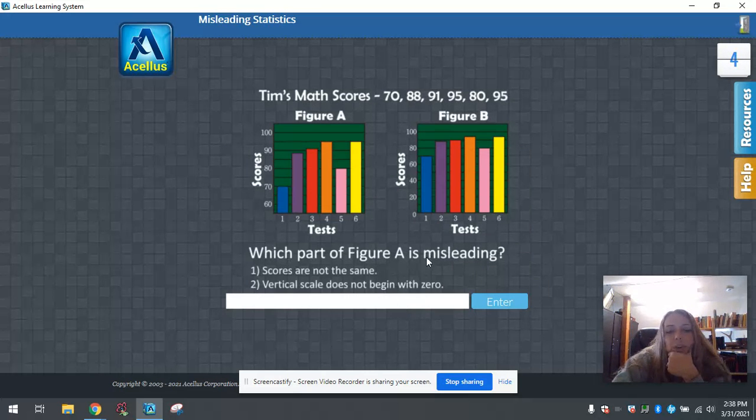Which part of figure A is misleading? The scores are not the same, or the vertical scale does not begin with 0. Okay, this vertical scale doesn't begin with 0. It would begin at like 50. So I think we type in a 1 or a 2.